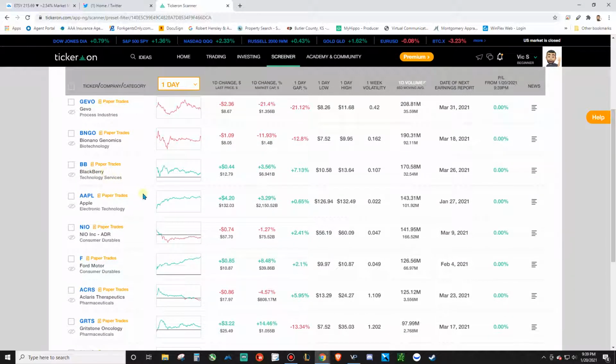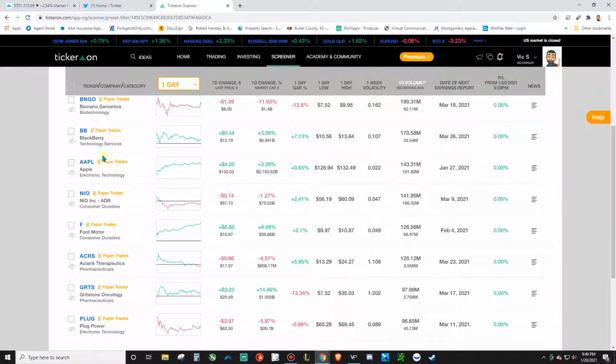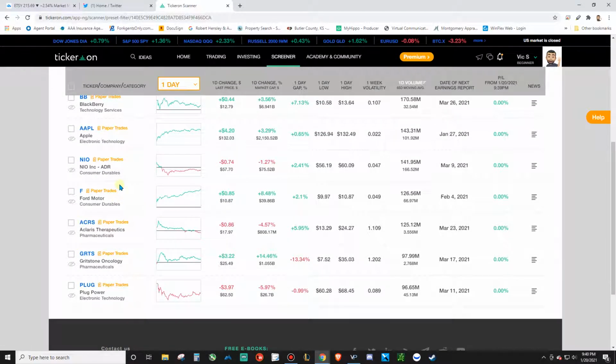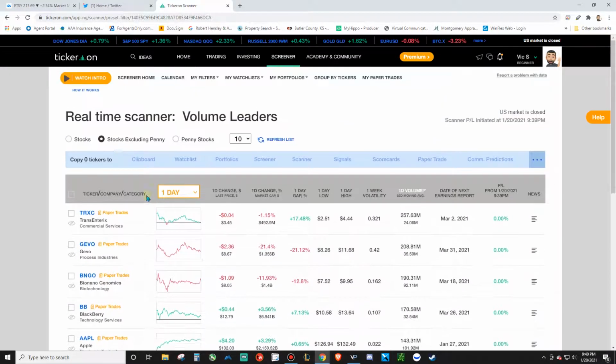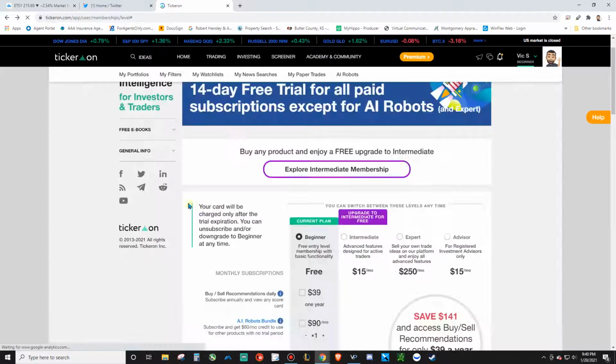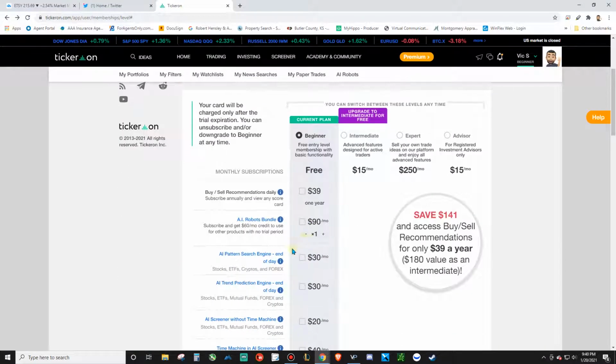BlackBerry, I'm pretty big in. Apple, I got. We talked about Apple in the last video. Neo, we talked about Neo in the last video. Ford, Kramer was pumping that today. And it's usually got a lot of volume, but it's just cool. So you got several different scans you can do. You got a lot of different options.